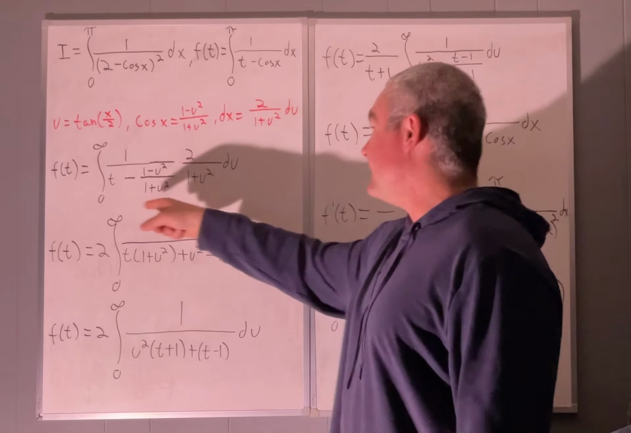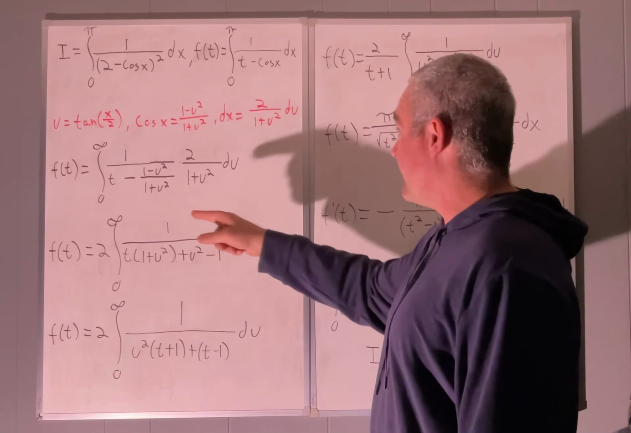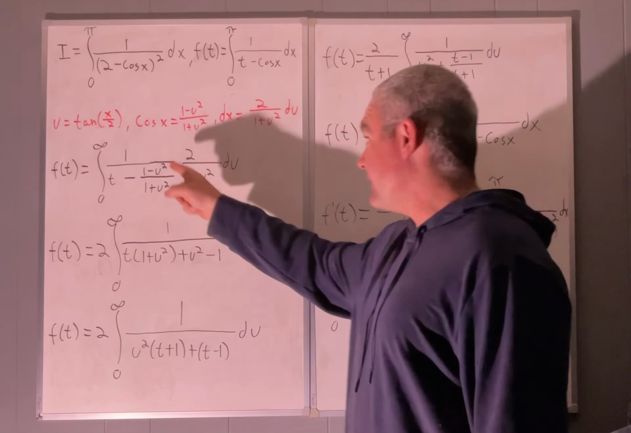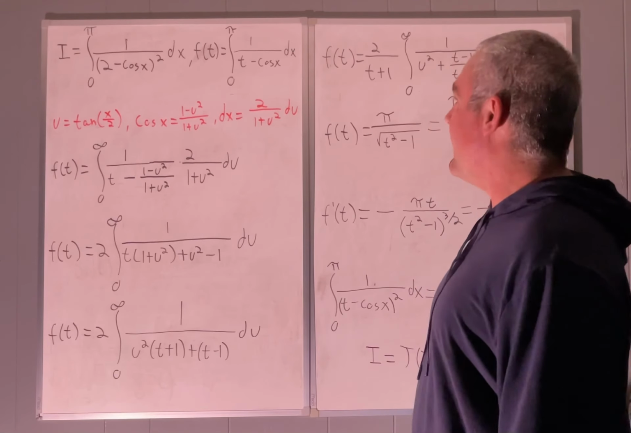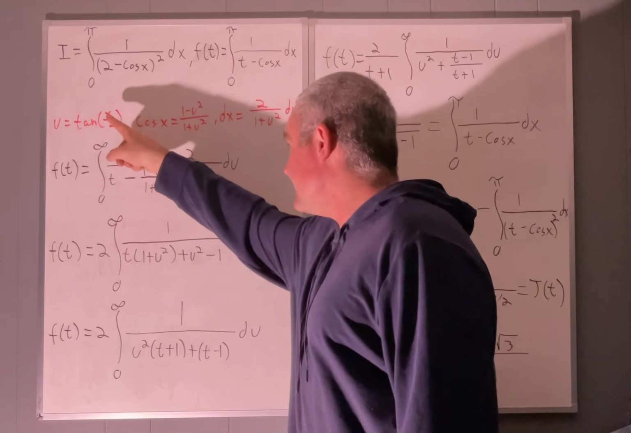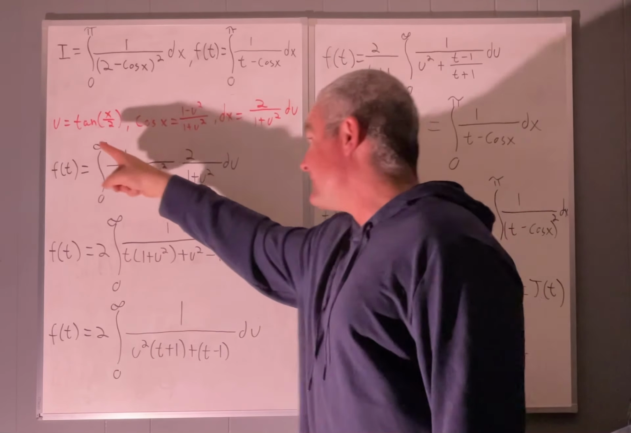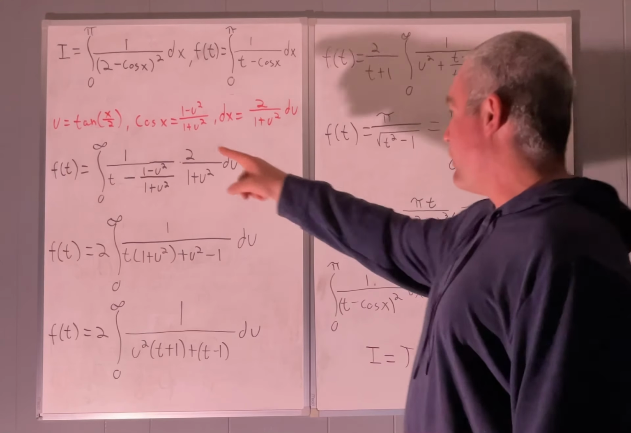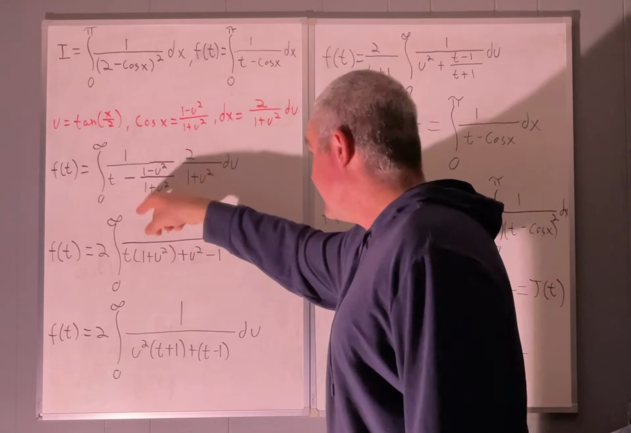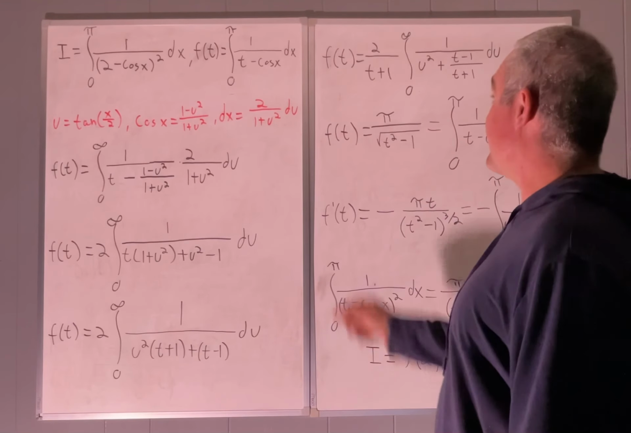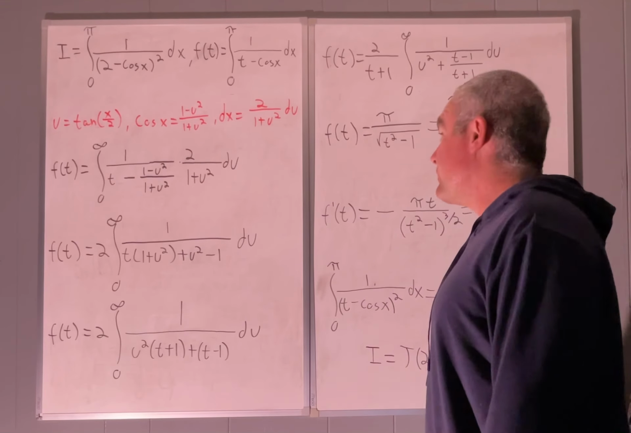There's our substitution applied to f of t. Our bounds of integration will change to tangent of 0 over 2, which is 0, and tangent of pi over 2, which is infinity. And then we'll get 1 over t minus, there's our cosine x right here, (1 minus u squared) over (1 plus u squared), and there's our dx right there, which is 2 over (1 plus u squared) du.